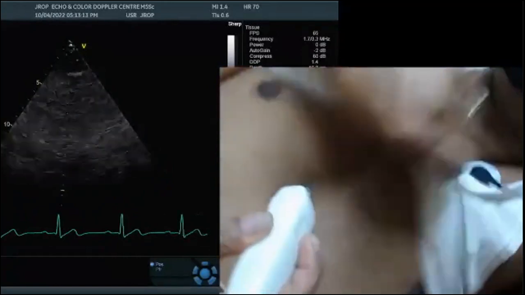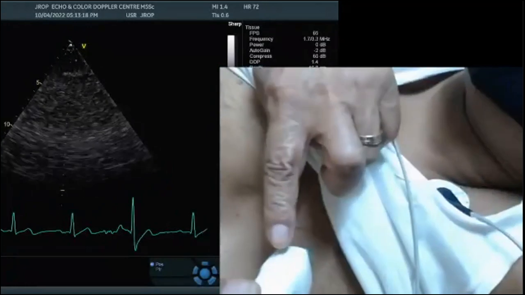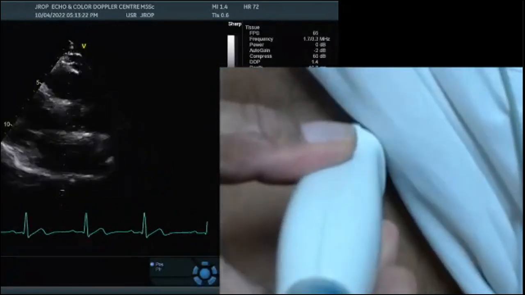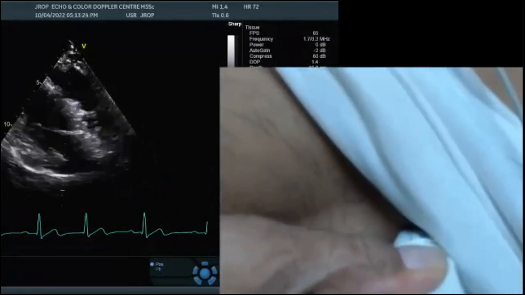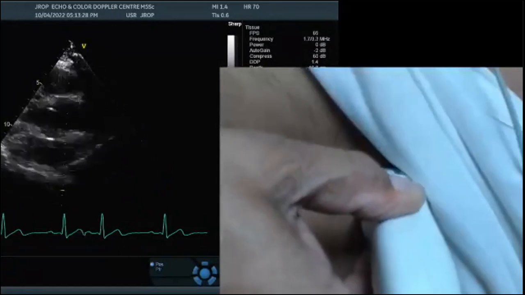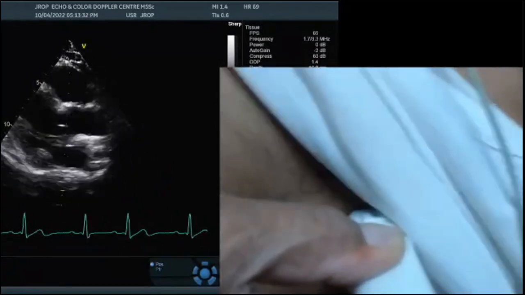This is the parasternal window, left third intercostal space, and I'm going to show an index marker which is facing his right shoulder. And look, as soon as I put my index marker on his right shoulder, we have this image over here in echocardiography. You can see a complete screen image.